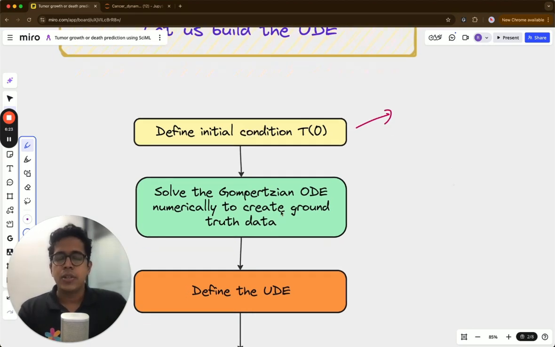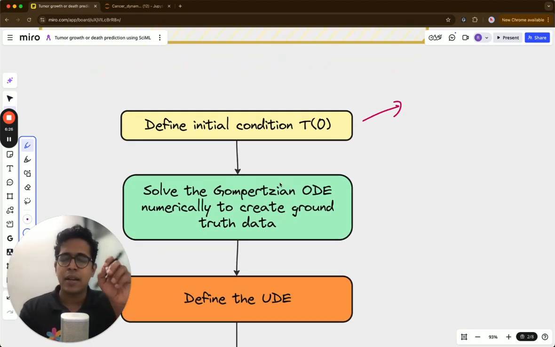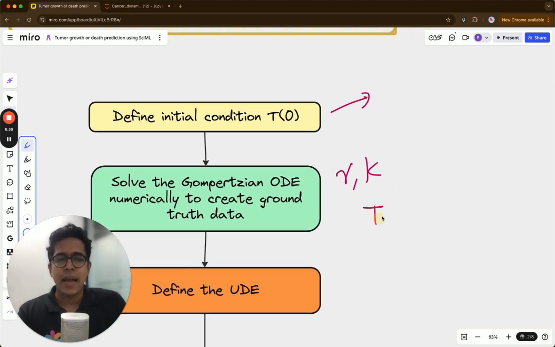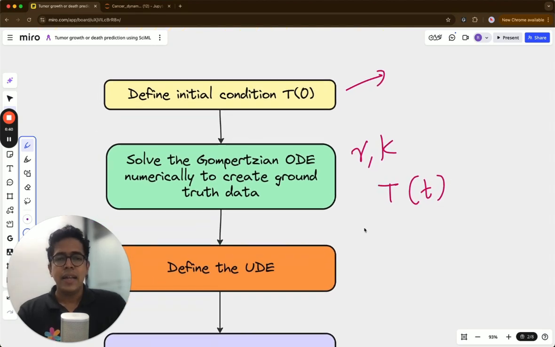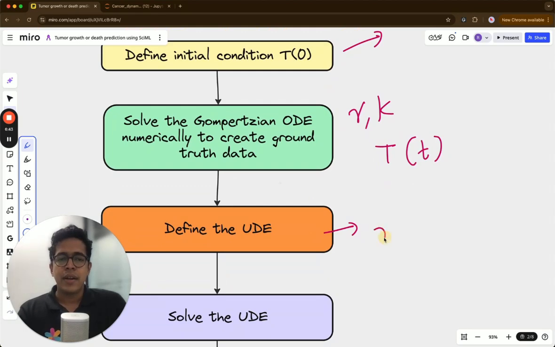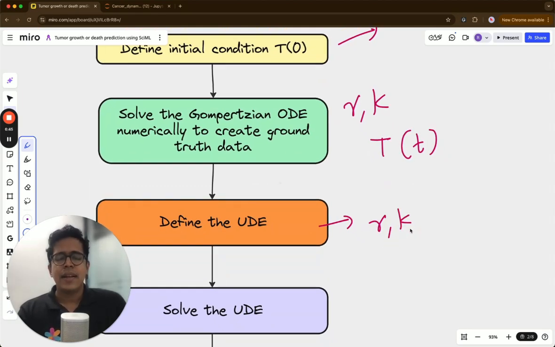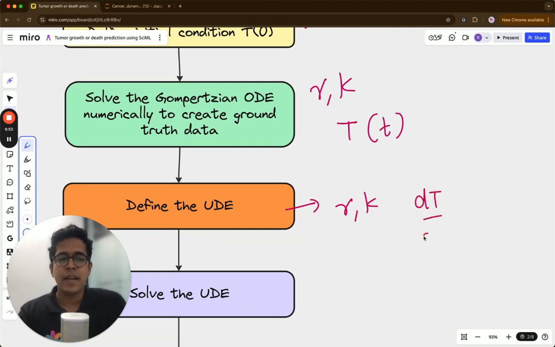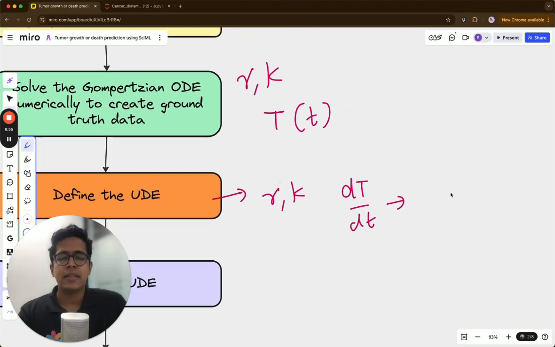Then what you can do is to create the ground truth so that you can compare your UDE predictions against the ground truth. You can solve the Gompertzian ODE with a known value of R and known value of K. So this will give you the actual value of tumor size as a function of time. This is the ground truth. And then what you do is you define your UDE where R and K are unknown. And then the goal of this UDE is to have a neural network which predicts R and K. Then that will help you predict dT by dt, and that will help you numerically integrate this dT by dt and calculate the predicted value of T of t.